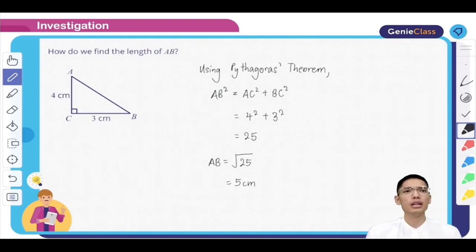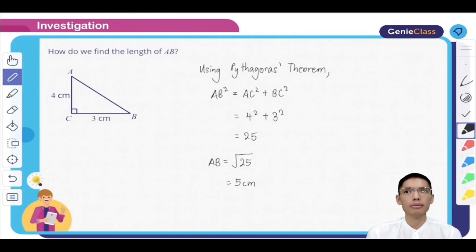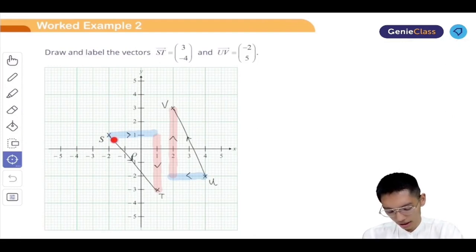Now you may wonder, what is the purpose of this investigation? Isn't this something we have learned in Sec 2? So what is the purpose of this? If you were to recall how I determine my vector x and y, it is always going to form a right angle triangle. Okay, let me just backtrack a bit. It is always going to form a right angle triangle.